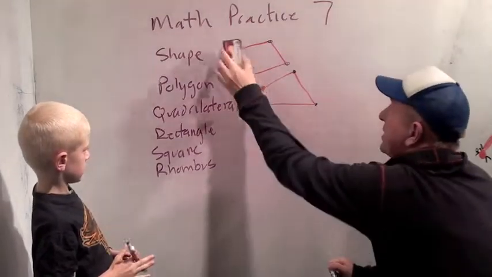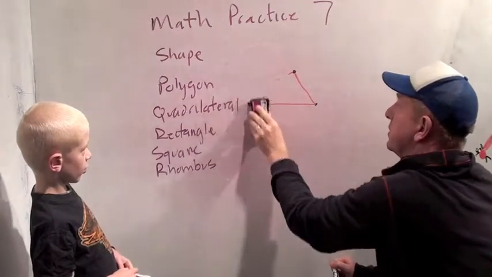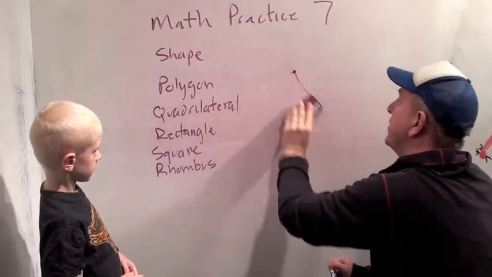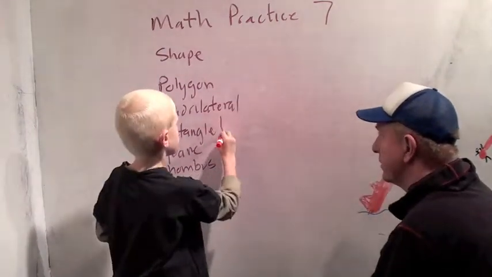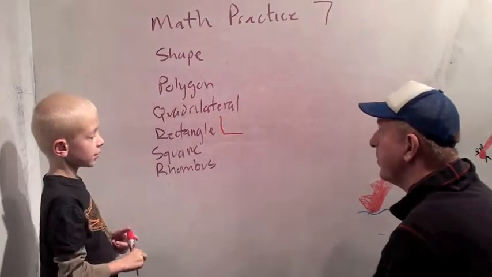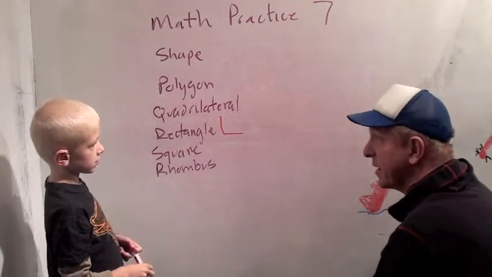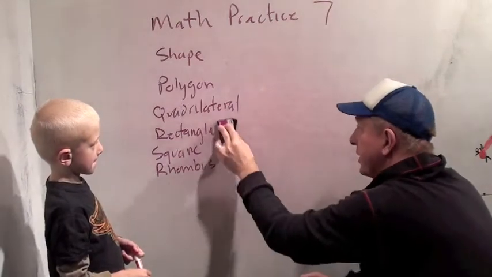Now, there's a special kind of quadrilateral called a rectangle. What's special about rectangles? They have right angles. They have right angles. What does that mean? What is a right angle? It's like a perfect L. A perfect L. Okay, great. So would you draw a rectangle for me?